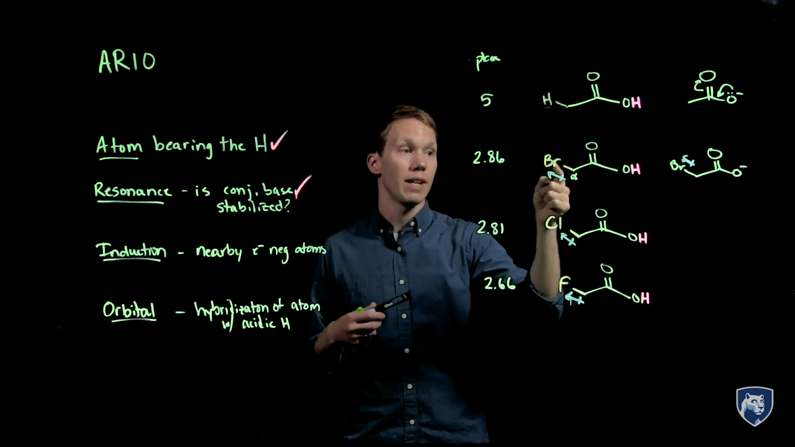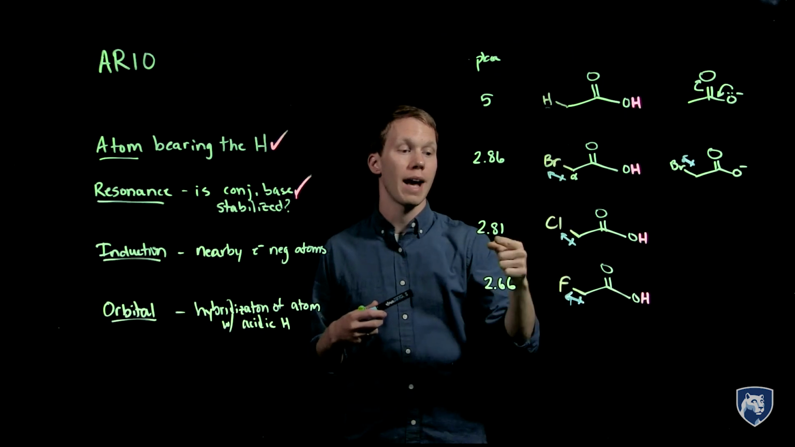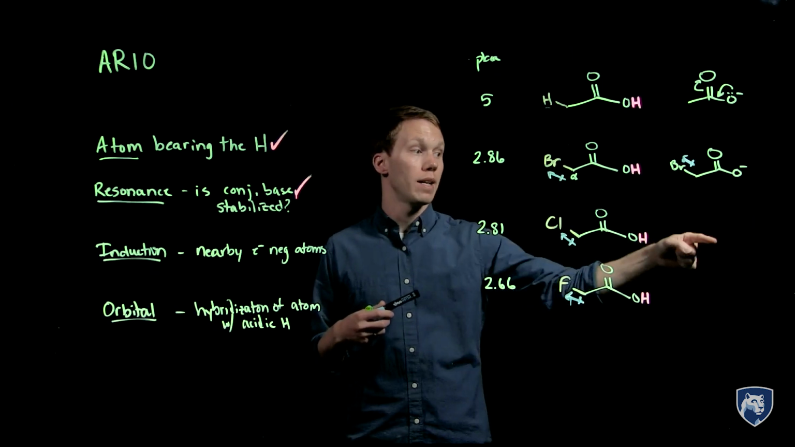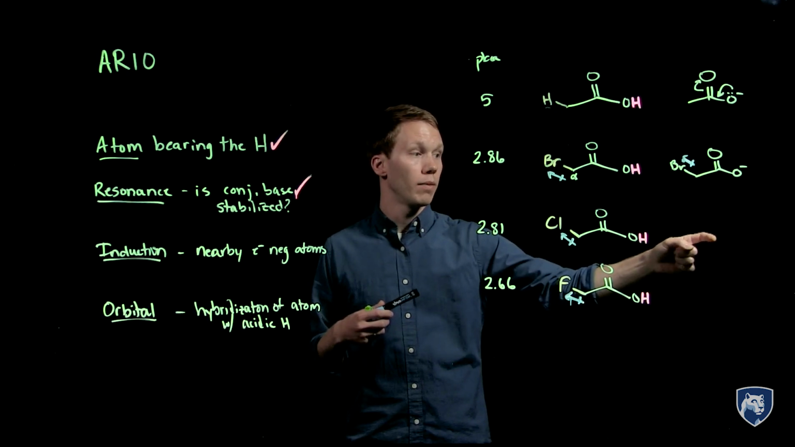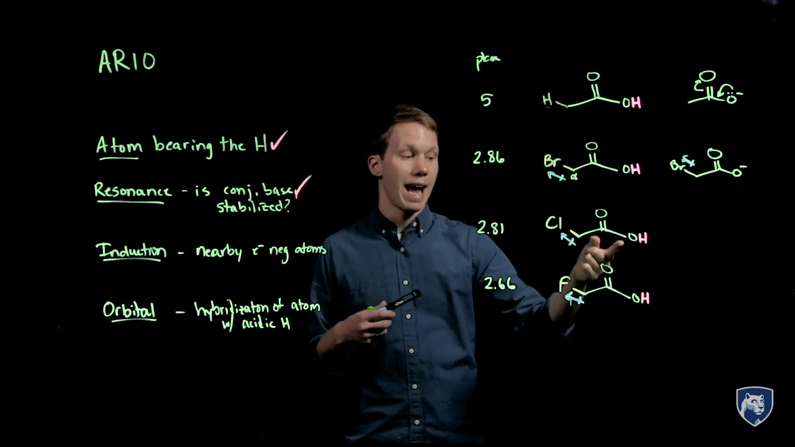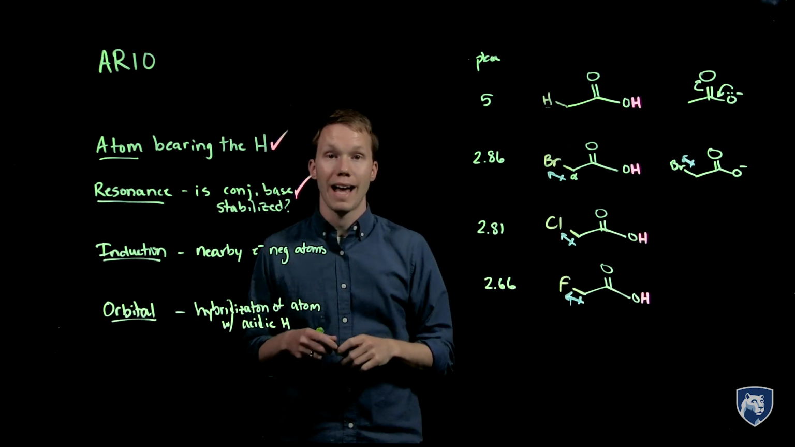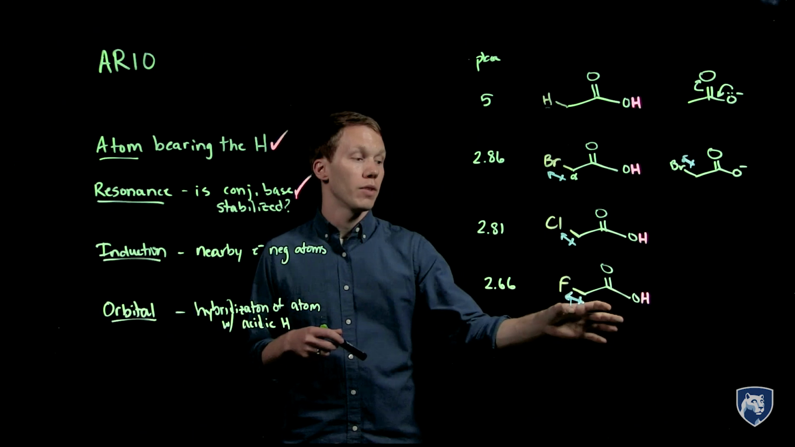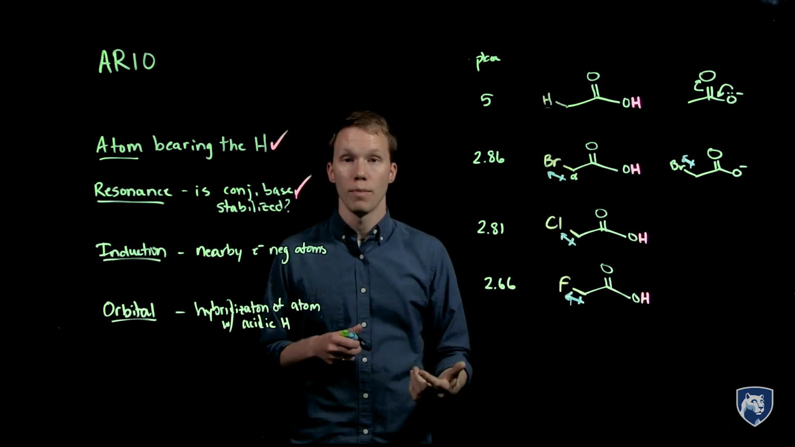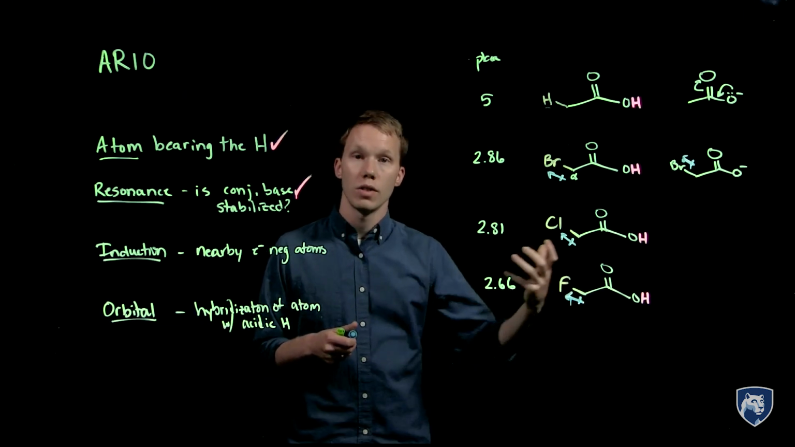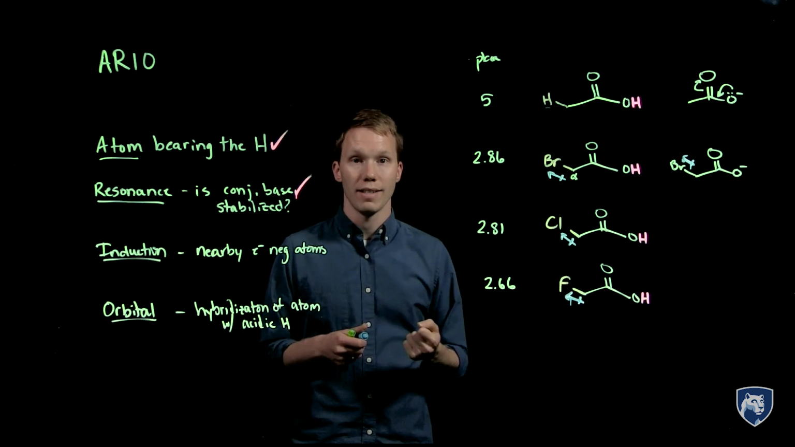Okay, and you can see as we increase electronegativity from bromine to chlorine, we would have an even weaker conjugate base and a stronger acid. And the alpha fluoro acetic acid is going to be the strongest in this family because the fluorine is the most electronegative. It's most able to inductively withdraw that electron density.